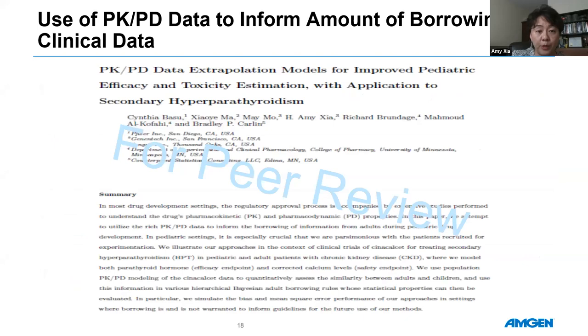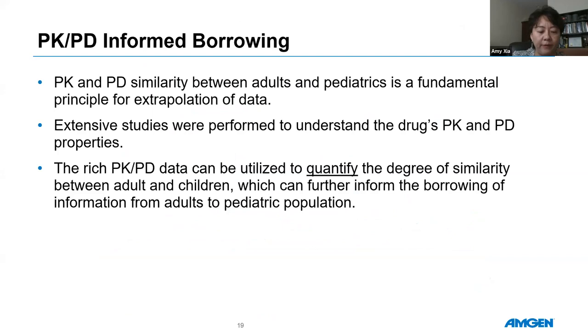So I will use the next couple of minutes to talk about a recent collaboration with Cynthia Basu, Xiaoyan Ma, Brett Carlin, and a few others. The basic idea here is to use PKPD data to inform the amount of borrowing for clinical data. This paper is submitted to a statistical journal and is currently under peer review. As we discussed, PKPD similarity between adults and children populations is a fundamental principle for extrapolation. And in drug development, we often conduct multiple extensive studies to understand the drug's PKPD properties. The rich PKPD data can be utilized to quantify the degree of similarity between adults and children, which can further inform the degree of borrowing in the clinical data.